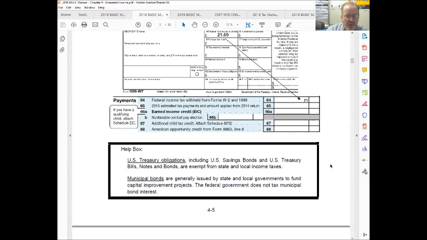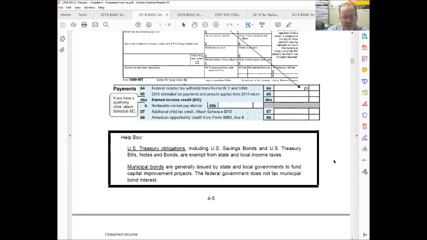Now, down at the bottom there's a little help box, and these are great because they're little reminders and great bullet points. U.S. Treasury obligations, okay? So savings bonds, bills, and notes are exempt from state and local income taxes, okay? Municipal bonds are generally issued by state and local governments to fund capital improvement projects, all right? The federal government does not tax municipal bond interest. However, on the state level, it may be taxable, okay?